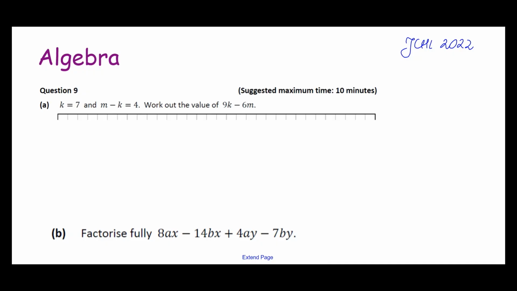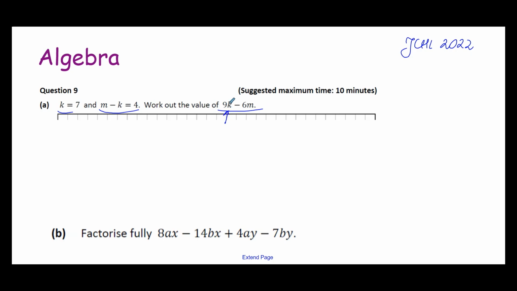Let's have a look at algebra, our favorite subject. In your Junior Cert, you're always going to have a question like that. Here we have k is 7 and m minus k is 4, and therefore I have to work out this value. So how do we do that?